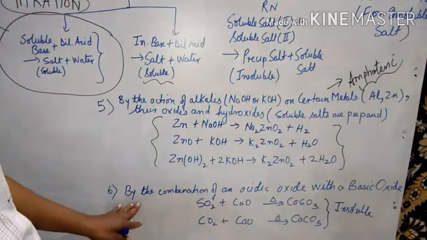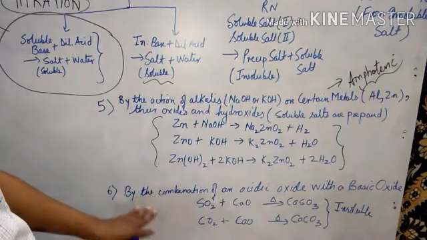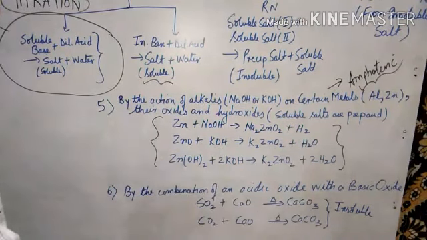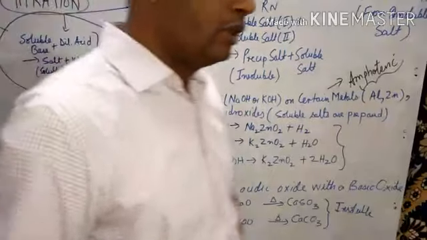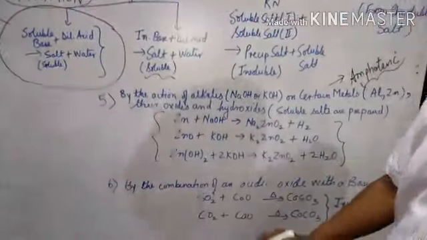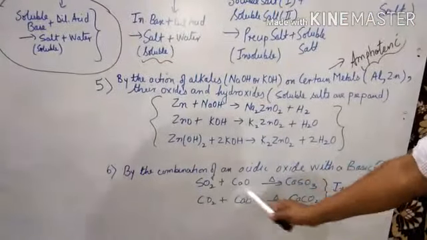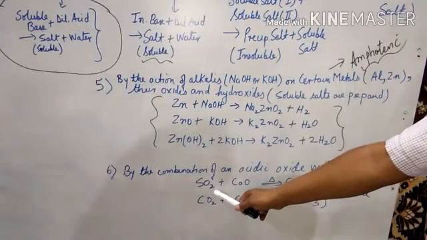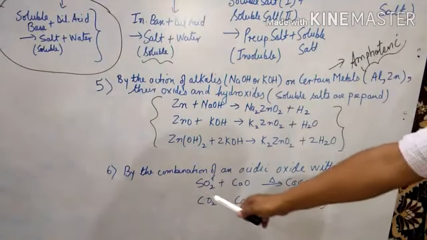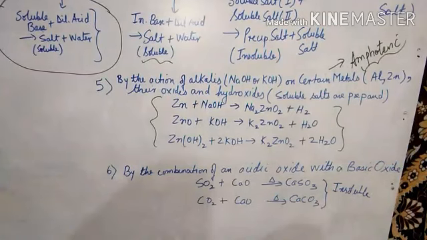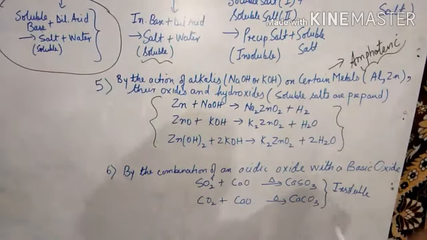Now after this, we have the 6th one, combination of an acidic oxide with a basic oxide. Very important one. Take it, note it down. You must note it down and you must know it. You must cram it. SO2, sulfur dioxide plus calcium oxide. One is basic oxide, one is acidic oxide. They react to form insoluble calcium sulfite.